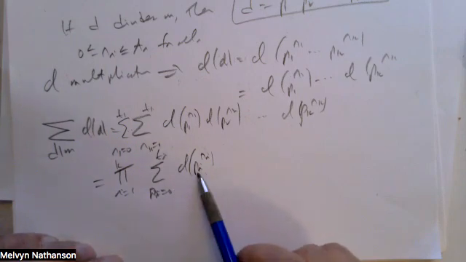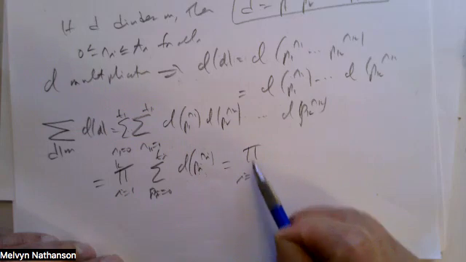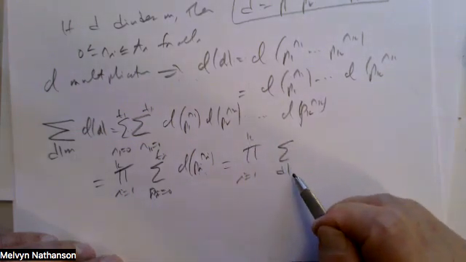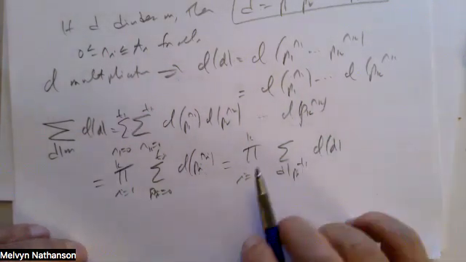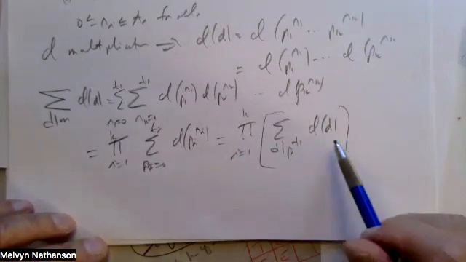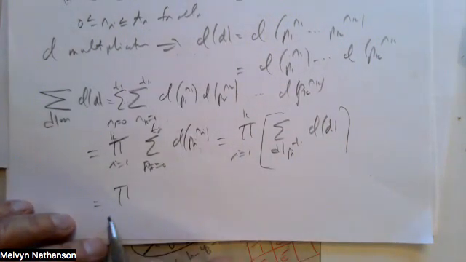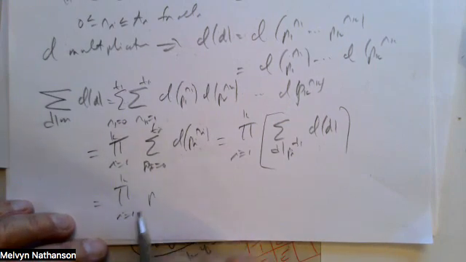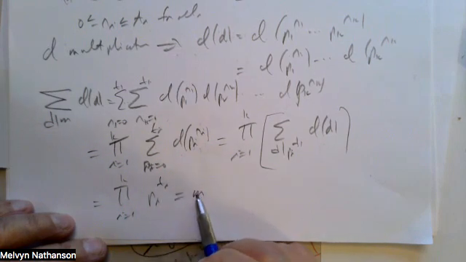But this is a sum over all the divisors. So this is the product, i goes from 1 up to k, of the sum over all the divisors d of pi to the t sub i, phi of d. And we just proved this result for prime powers. So this is a product, i goes from 1 up to k, of p sub i to the t sub i, which is m.